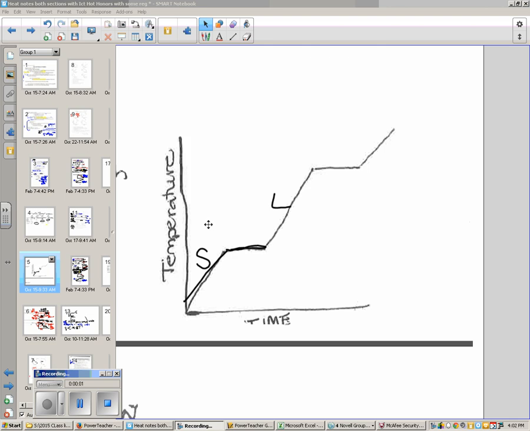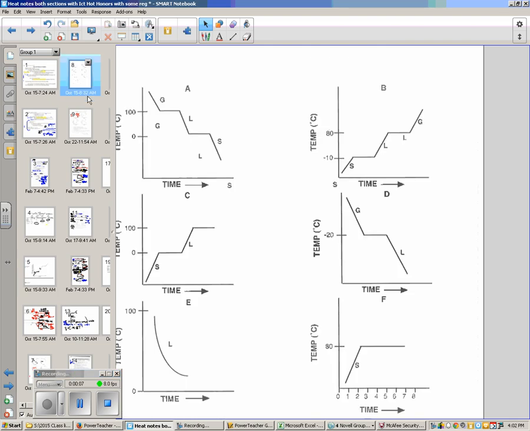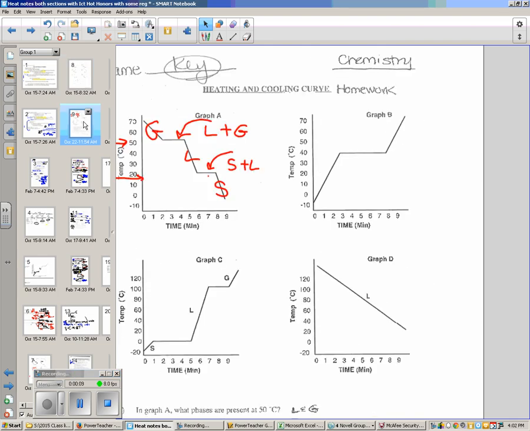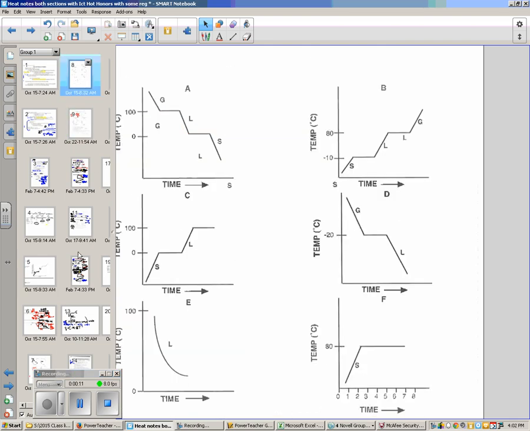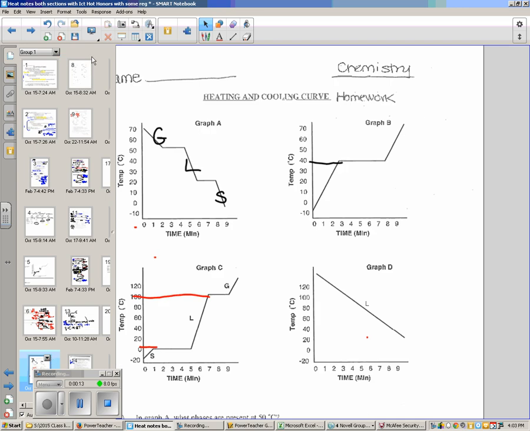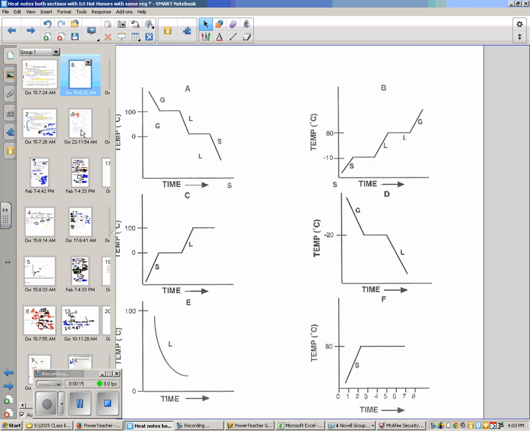Part of the notes is about this graph, and this will help you with the questions that you have on this double-sided worksheet of graphs. Here's one page, here's the other side, and I know it might be a lot of what you probably understand already about going through the phases, gas and liquid and solid.